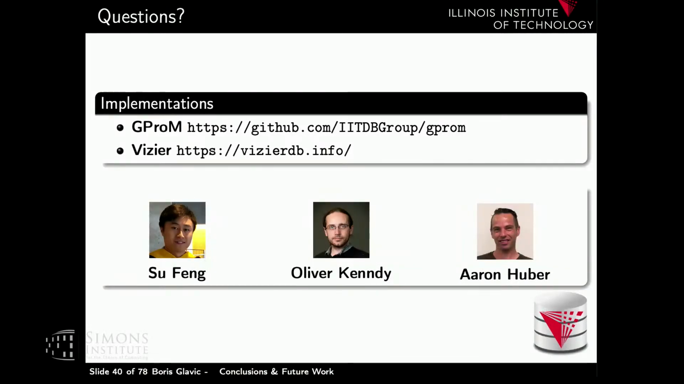One is GProM, which is like a compiler that takes SQL plus uncertainty and compiles it back into SQL for almost any database. And we have a notebook system that supports a simpler type of this data model for cleaning operations and then running queries over these cleaning operations in the notebook. That's called Vizier. That's mainly the work of my student Su and my great collaborators Oliver and Aaron from SUNY Buffalo.